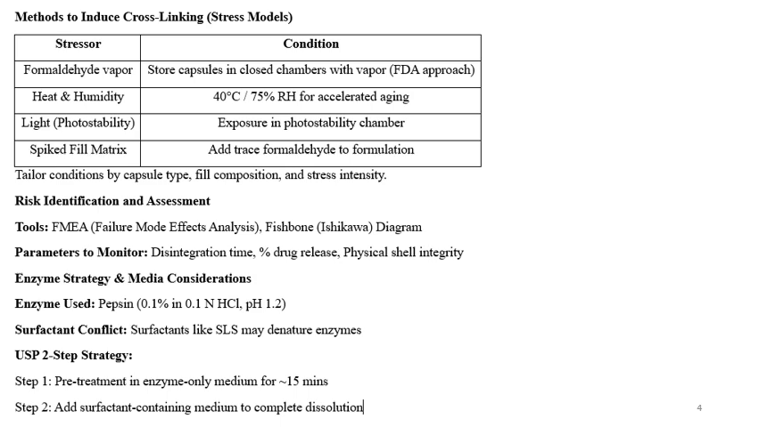Expose the capsules to excessive heat and moisture. It may be 40 degrees Celsius, 75% RH, or sometimes you can stress the samples. Then exposure to the light and formaldehyde spiking in the fill material. You can add a trace amount of formaldehyde to the formulation composition and then check whether the cross-linking is happening or not, because cross-linking many times happens because of the aldehyde.